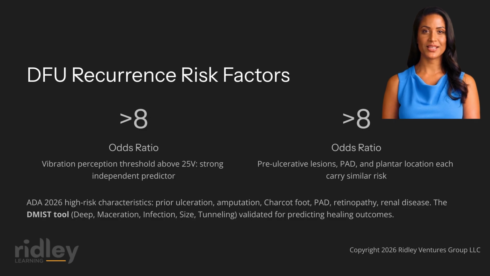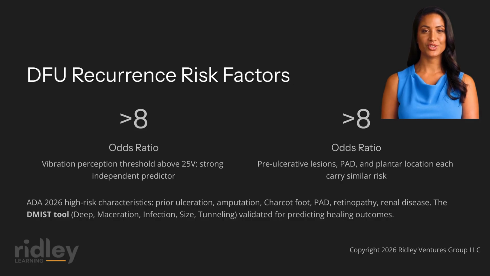The American Diabetes Association 2026 Standards of Care identify specific high-risk characteristics that increase the probability of ulcer development and recurrence, including history of prior ulceration, amputation, Charcot foot, peripheral artery disease, retinopathy, and renal disease.